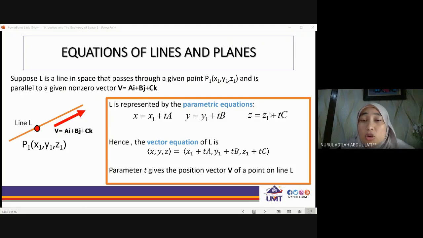So you need to understand what a parametric equation is. So the parametric equation is this one. Hence the vector equation of L is (x, y, z) = (x1 + ta, y1 + tb, z1 + tc). Okay, so this is a vector equation and this is the parametric equation. So parameter t gives the position vector of a point on line L.